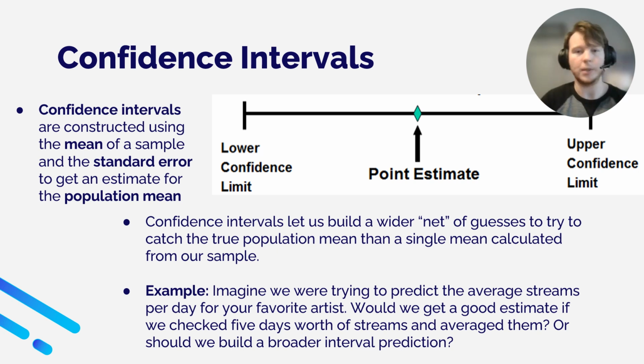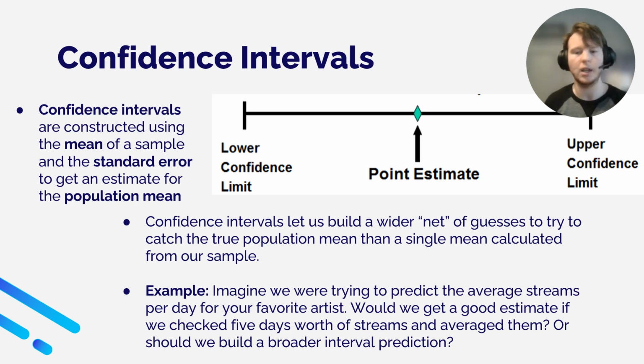Confidence intervals are going to be constructed using the mean of a sample and the standard error, which again is the average deviation of that sample from a true population mean. What this will help us do is get a range of values where we think the population mean could possibly fall.